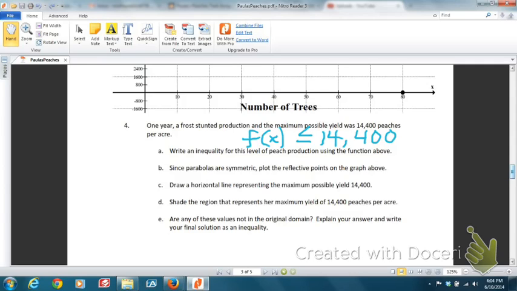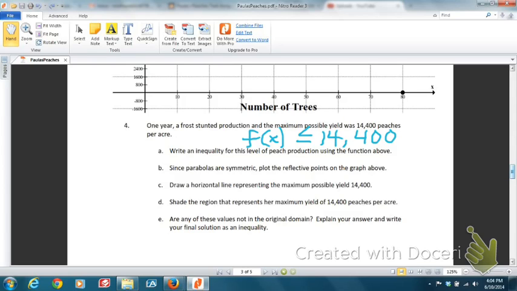Part A says write an inequality for this level of peach production using the function above. So again, you're going to substitute whatever the specific value is for f of x, which you should know by now. And you're going to set that less than or equal to 14,400, because again, the maximum means that it will only go as high as that. You won't go beyond it.